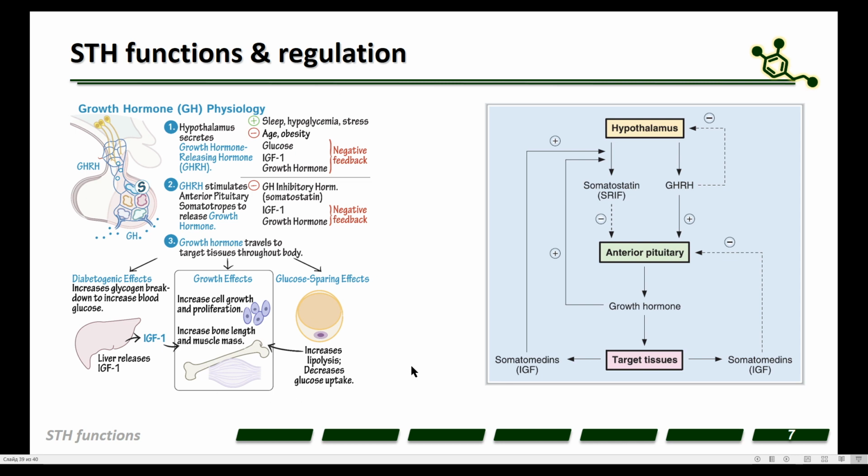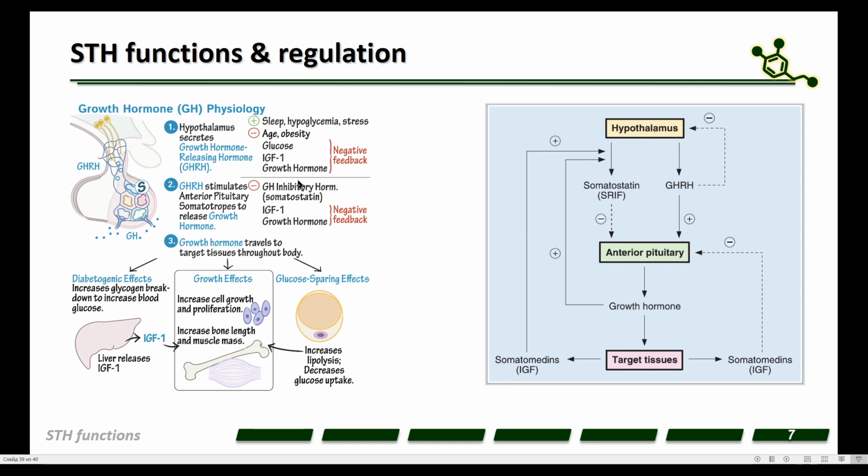And here on this slide you also can see some of the effects of growth hormone on peripheral tissues. Because it's responsible for growth and development, a process which requires lots of energy, it increases glycogen breakdown to increase the blood glucose level through the liver. Then its growth effects will be responsible for the linear growth of the bones and increase in muscular mass. Also it's responsible for cellular growth and proliferation, and it causes lipolysis and decreases glucose uptake by the peripheral tissues.